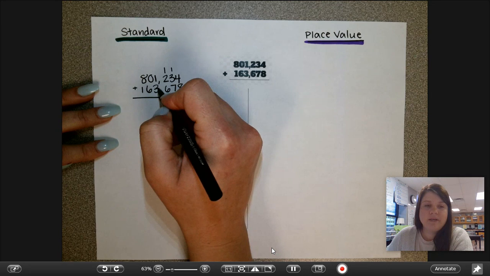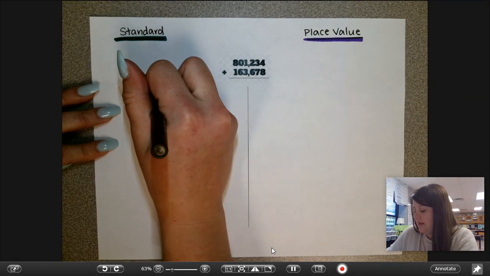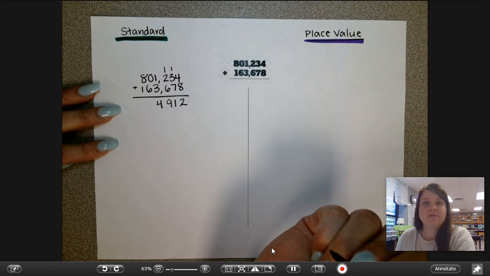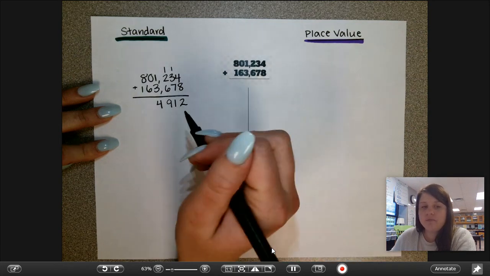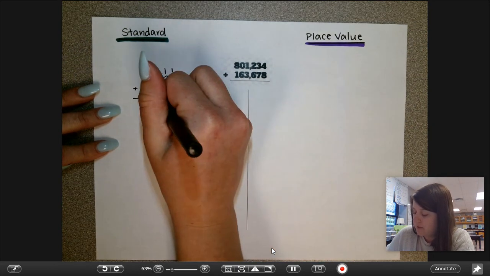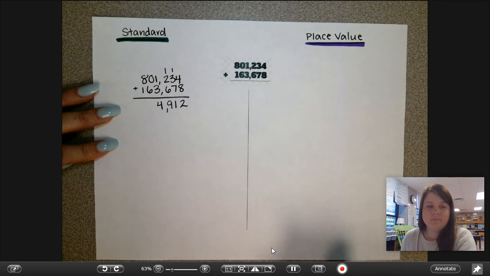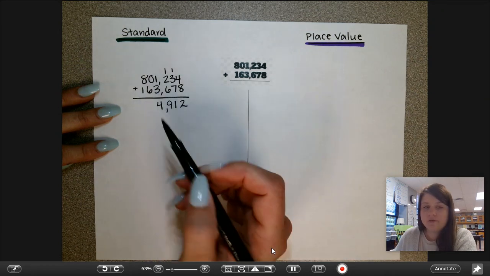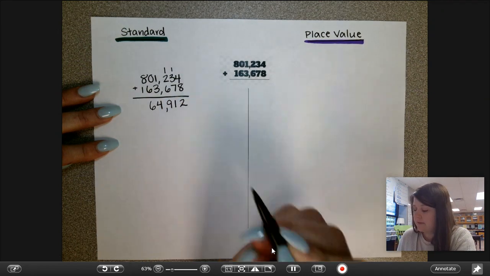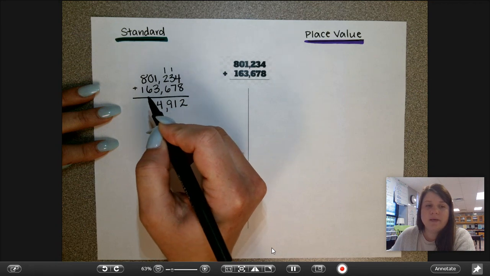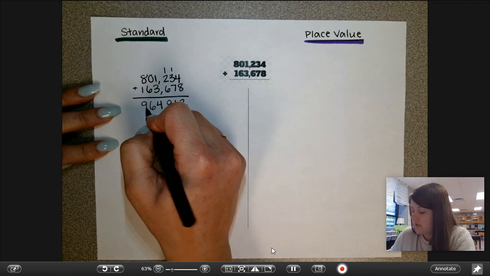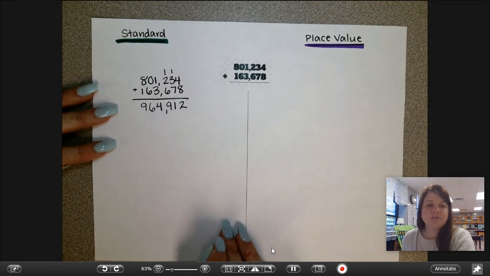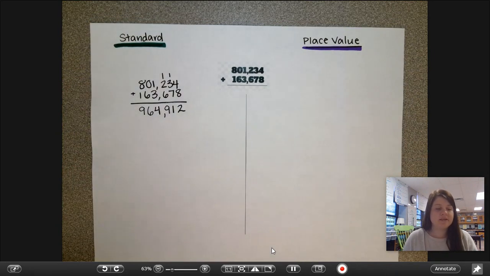Next I have 3 plus 1, and I didn't carry anything over, so it's just 3 plus 1. And I know that that 4 is also in the thousands place, so I'm going to go ahead and put my comma there. 6 plus 0 is 6, and 8 plus 1 is 9. So using standard form, I got the answer of 964,912.